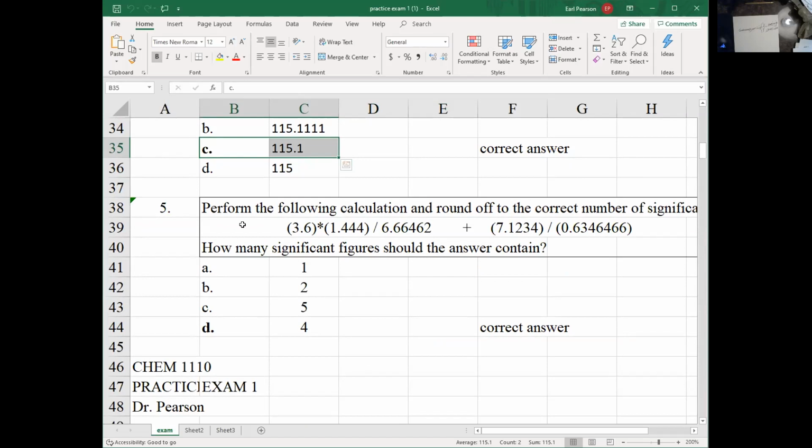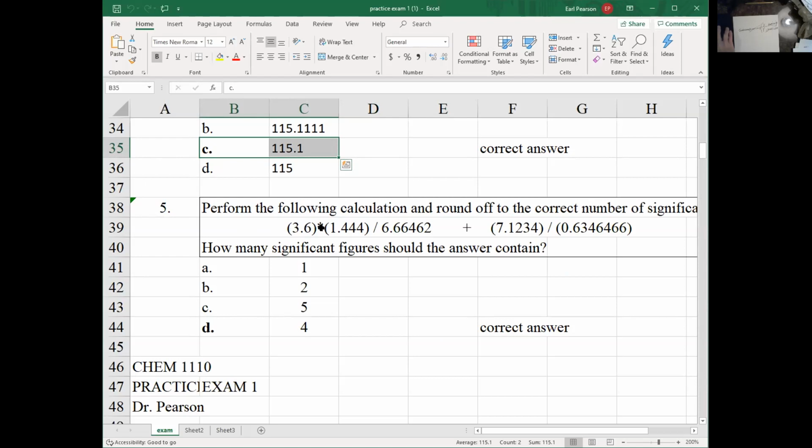Okay, I'm reading it off. Check it. 3.6 times 1.444 divided by 6.66462. I've entered it correctly. All right, the answer to this part of the problem, and we're looking at it right here, the answer I'm seeing on my screen is 0.7799994598. That's 0.77 and 4 nines. How would I round this off if I were done?